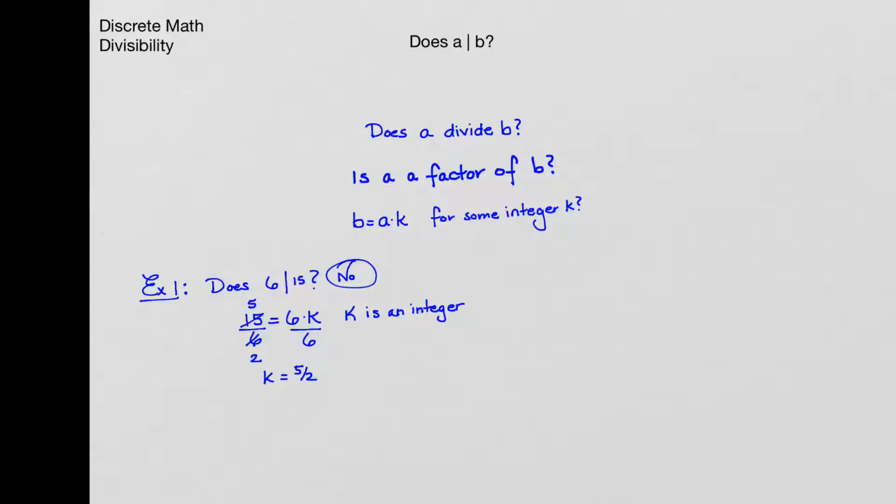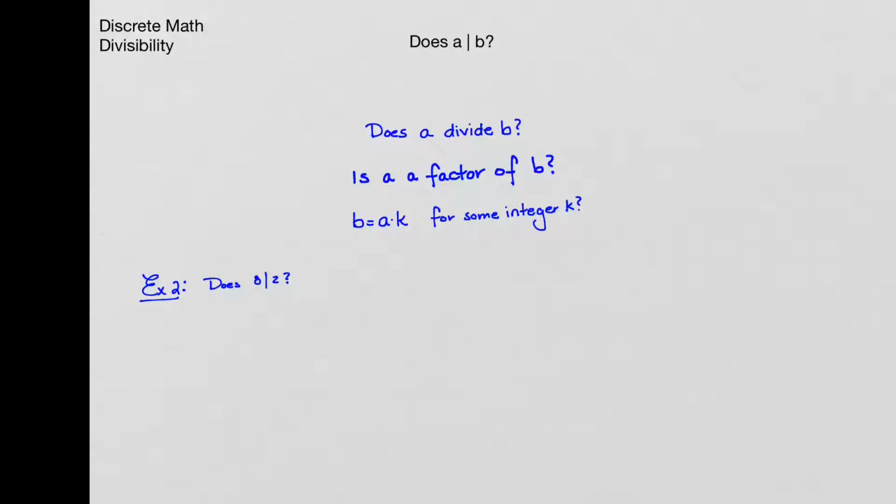Now let's take a look at another one. Here I'm asking, does 8 divide 2? And this will trick a lot of students, because they'll look at this and say 8 divided by 2, sure, that gives me 4, and there's no problem. But it's not asking you to do an operation here. The question is does 8 divide 2? And by divide, we mean divide evenly.